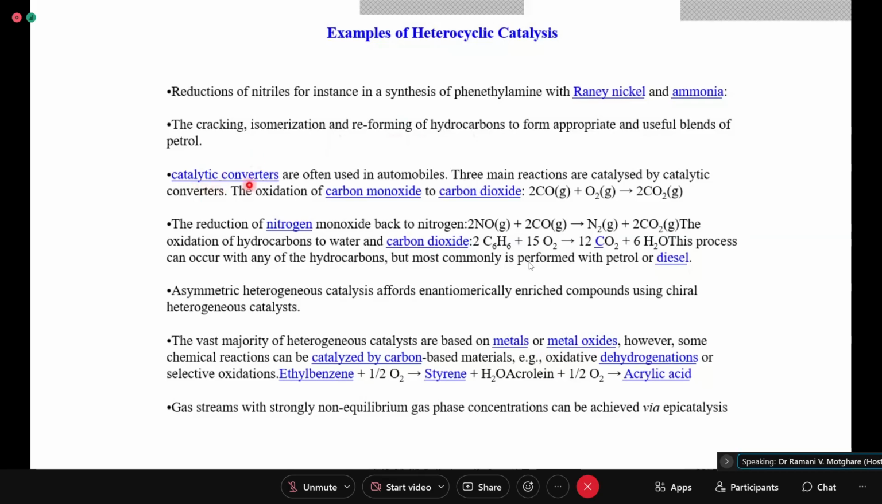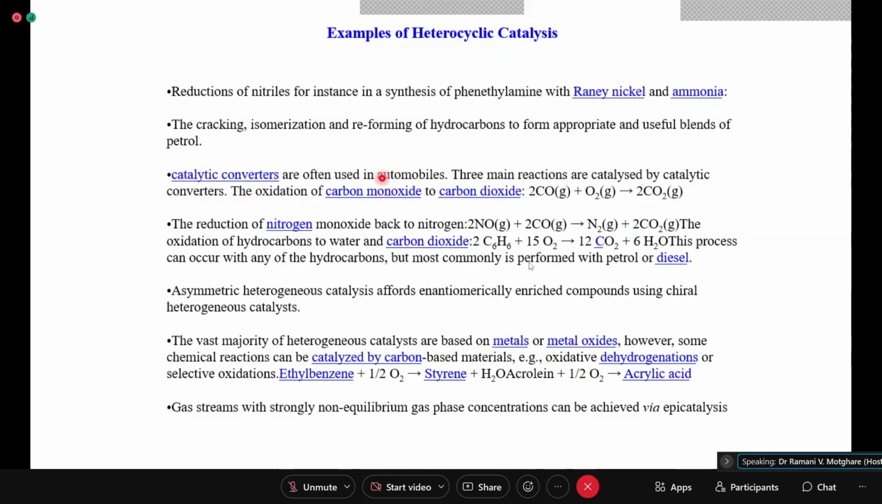Then catalytic converters are often used in automobiles. The main reactions catalyzed by catalytic converters: the oxidation of carbon monoxide to carbon dioxide. So we see carbon monoxide, that is incomplete combustion of carbon or oxidation of carbon, is made to convert completely into carbon dioxide. So complete oxidation of carbon monoxide, because carbon monoxide is highly toxic. Okay, so that is done in the catalytic converters.